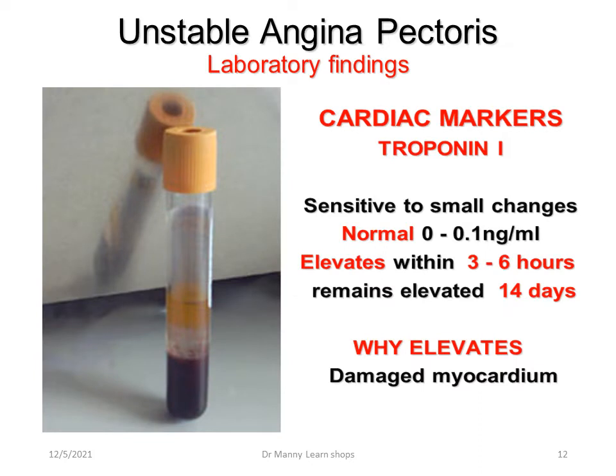Now, with unstable angina pectoris, the laboratory findings, I've only included 2 here, but there are numerous others. Cardiac markers, which is troponin 1. And troponin 1 is sensitive to small changes. Normal is typically 0.01 nanograms per mil, which elevates within 3 to 6 hours and remains elevated for about 2 weeks. Why does it elevate? Because the myocardium has been damaged through ischemia, through infarction.